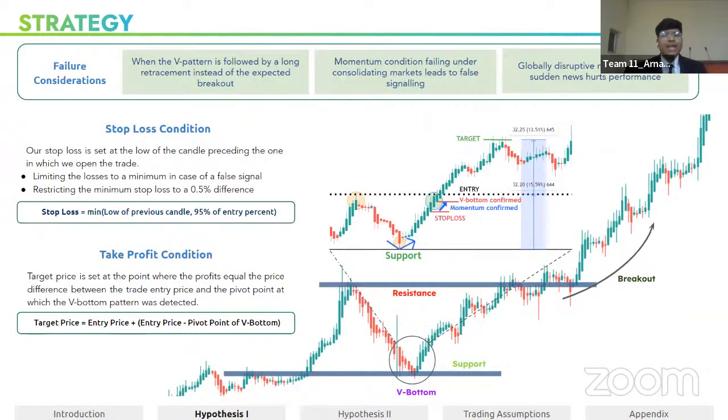We understand the strategy has some challenges. In consolidating markets, we can incur losses due to false signaling, and our strategy is sensitive to sudden news or disruptive market events that might hurt the performance. Hence, we put the stop loss at the low of the previous candle. This way, we limit the losses to a minimum in case of a false signal. Also, to avoid stop loss remorse, we restrict the minimum stop loss to 0.5%. The target price is set at a point where the profit equals the price difference between the trade entry price and the pivot point at which the bottom pattern was detected, as we can see in the figure as well.